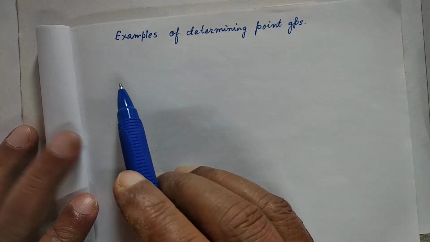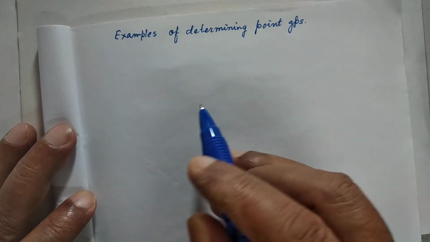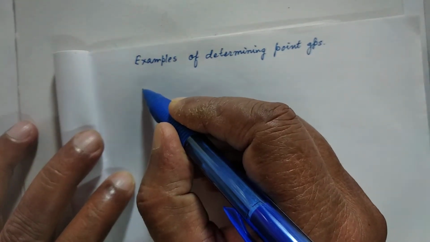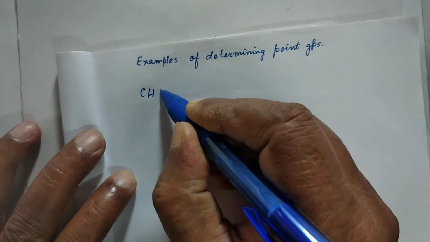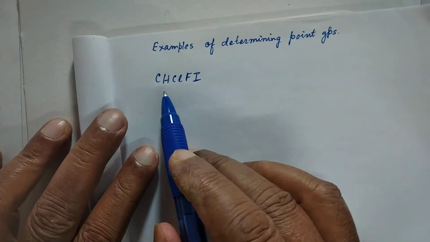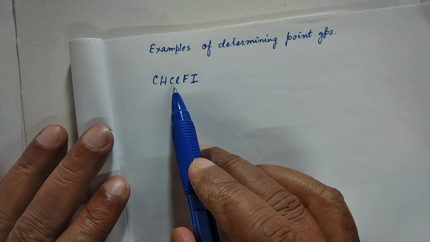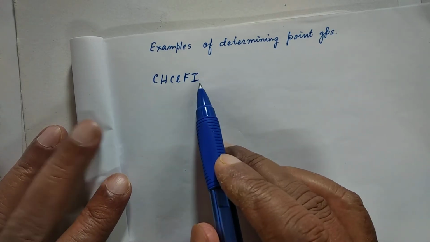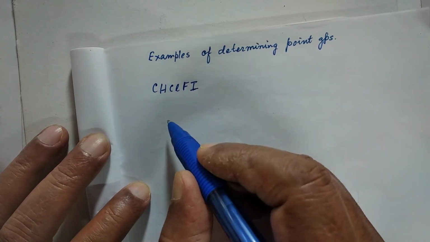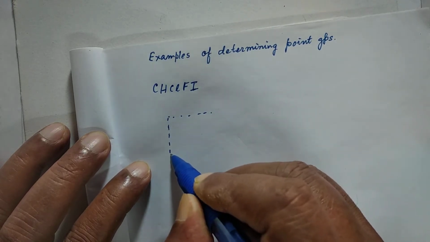In this video, I will show you some examples for determining point groups of molecules. Let us first consider a simple molecule like this, CHClFI. This is nothing but a methane molecule in which the 3 hydrogen atoms have been replaced by 3 different halogen atoms. Structure of this molecule is tetrahedral and it is convenient to draw with the help of a cube.